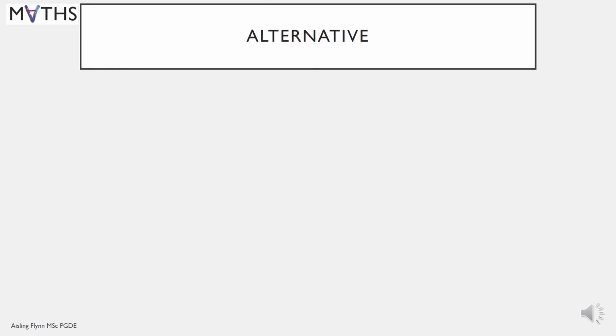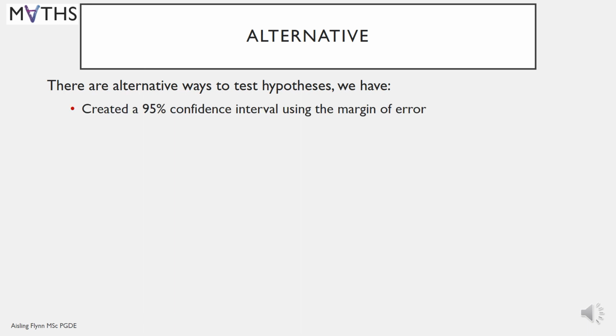Now, just a note that there are alternative ways to test hypotheses. Thus far we have created a 95% confidence interval using the margin of error, and we see whether the stated or the claimed value falls within that interval.